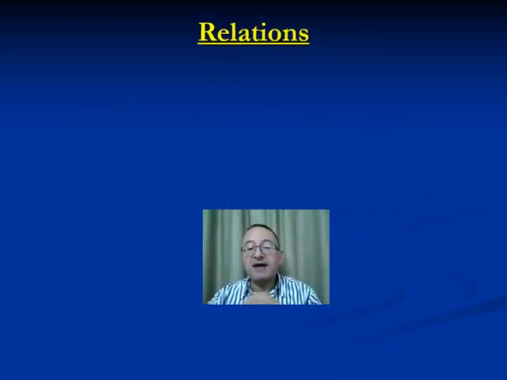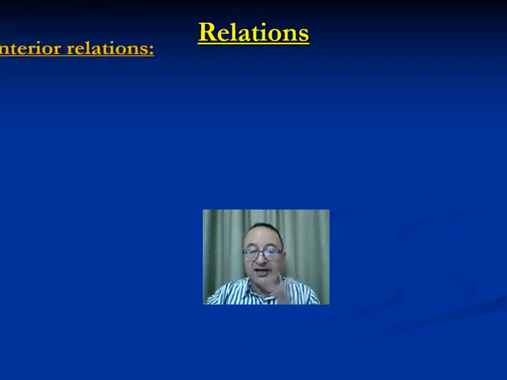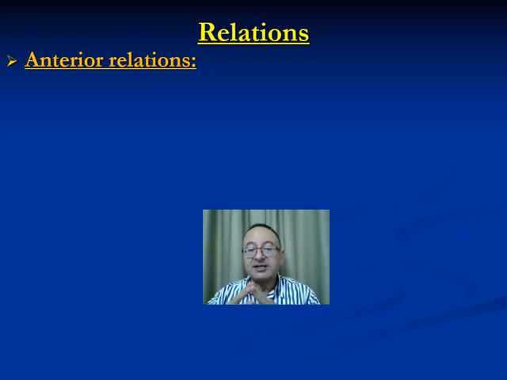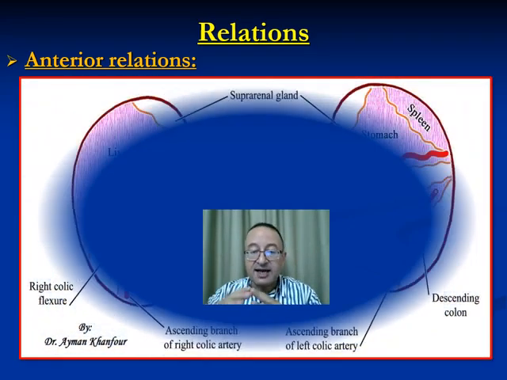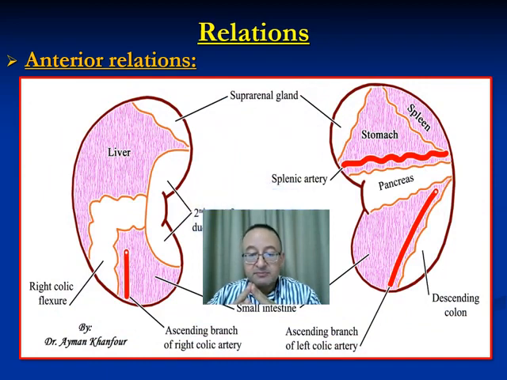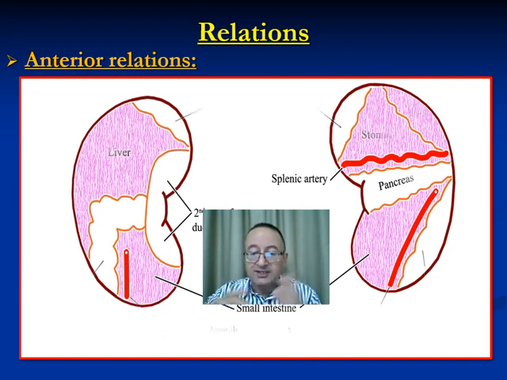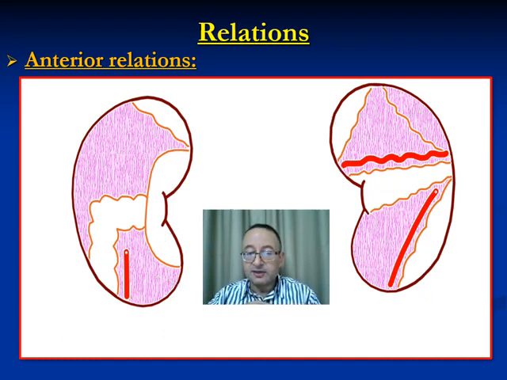Now, we have reached the relations of the kidney. I have anterior relations and posterior relations. I'll start with the anterior relations of the kidney. These are the anterior relations of the kidney, a large number of structures. Now I'm confused, so what I'll do is remove all the labels and put a rule and follow it.